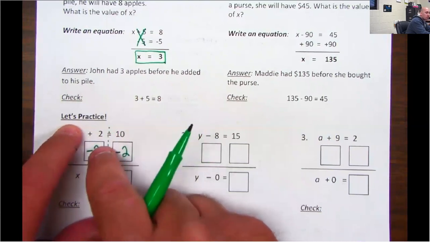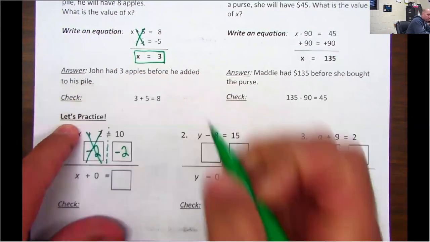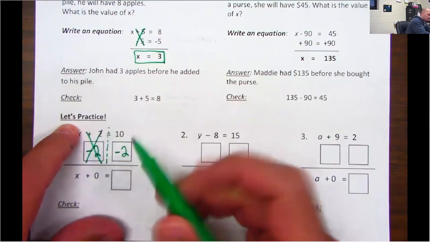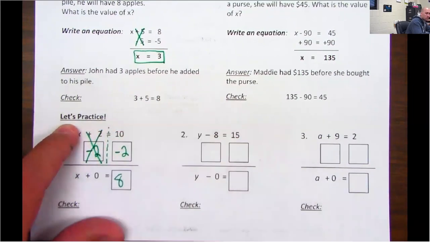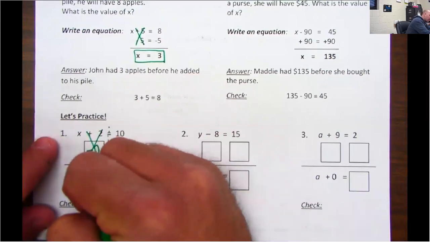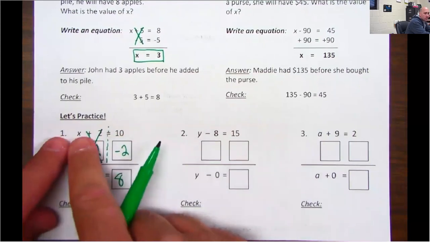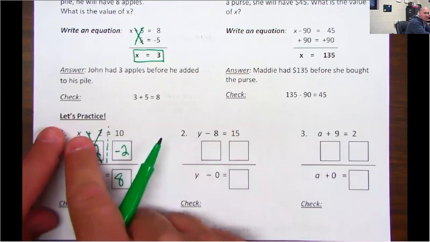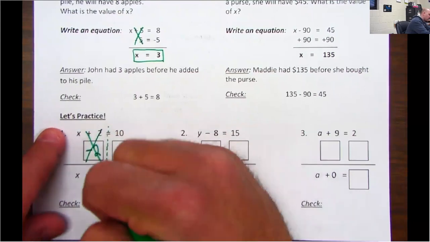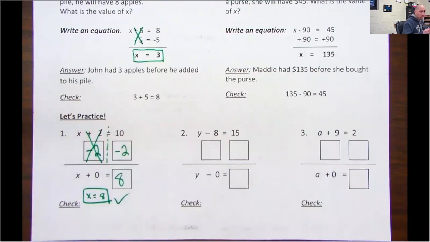Well, check it out, guys. 2 minus 2 left 0. This is a zero pair. It cancels out. We'll do the math here, guys. What's 10 minus 2? Well, 8. So the answer is X equals 8. Now plug your answer in to see if it works. You said X is 8. Is 8 plus 2 equal to 10? Yes, it is. That's the correct answer. Nice and easy. 2 more.